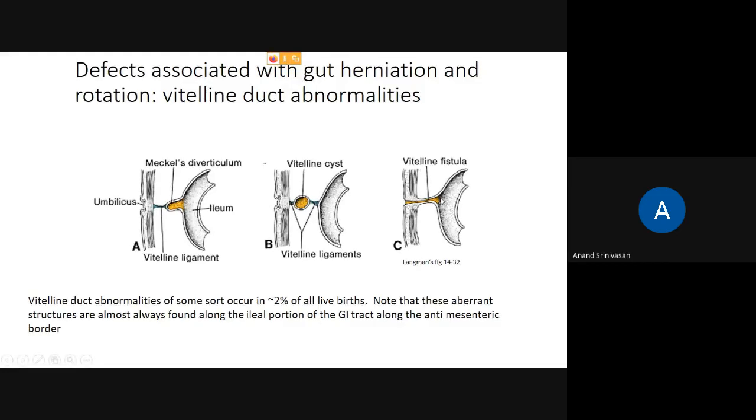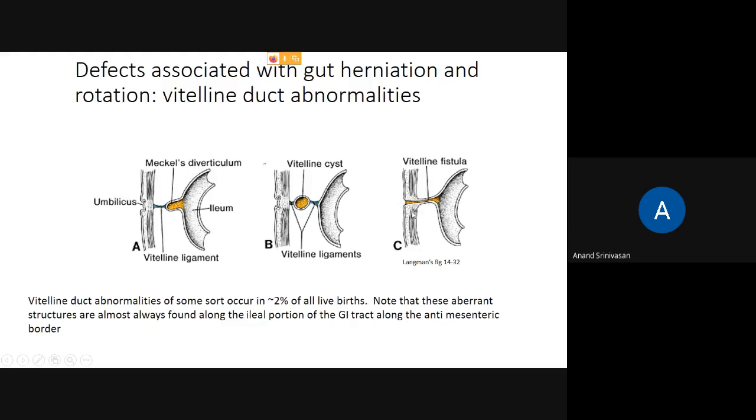The last one is a vitelline fistula. This is the difficult one. A fistula connects two epithelia. Here you can see the small intestine and here the ectoderm. So through the umbilicus, the intestinal contents will come out. This requires immediate surgery.